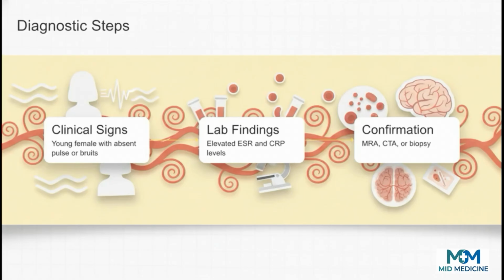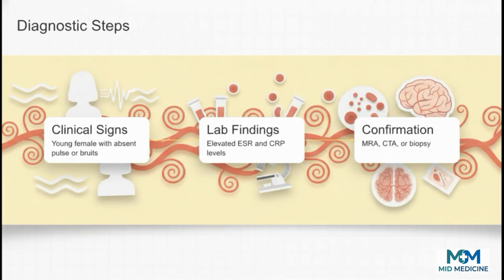The young female patient, the missing pulse, and maybe some vascular bruits, that distinct whooshing sound of turbulent blood flow. Next up, labs. They're often going to show a really non-specific inflammatory state, elevated ESR, elevated CRP, and you might see some leukocytosis, a high white blood cell count, along with anemia. And hey, taking serial measurements of these is actually a fantastic tool for monitoring the patient later on.